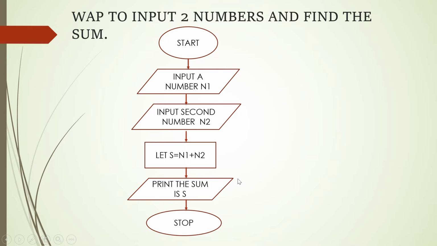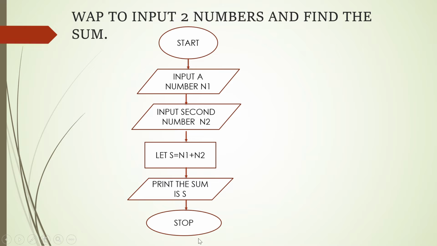What we are doing is we are taking the number from the N1 box and putting it into S. We are taking the number from the N2 box and putting it into S. Now S contains both the N1 number and the N2 number, and we will sum it up. Print the sum is S. Now the value of S will be printed over here with this statement, the sum is S, and the program will stop.